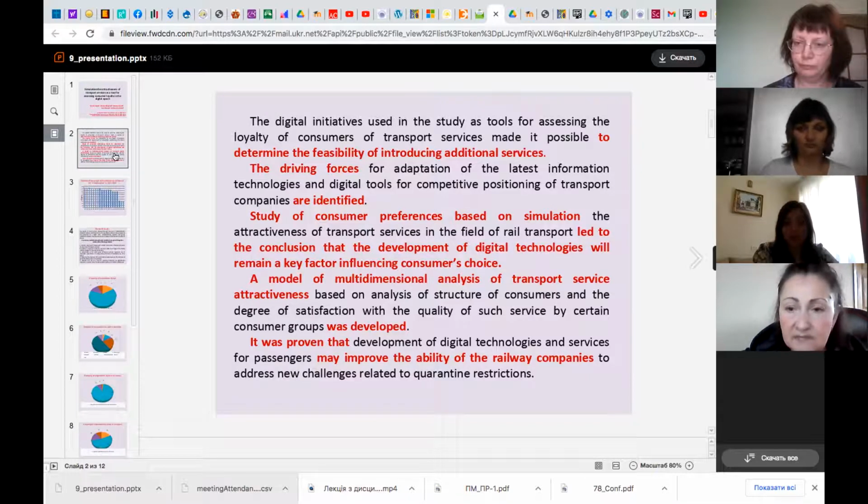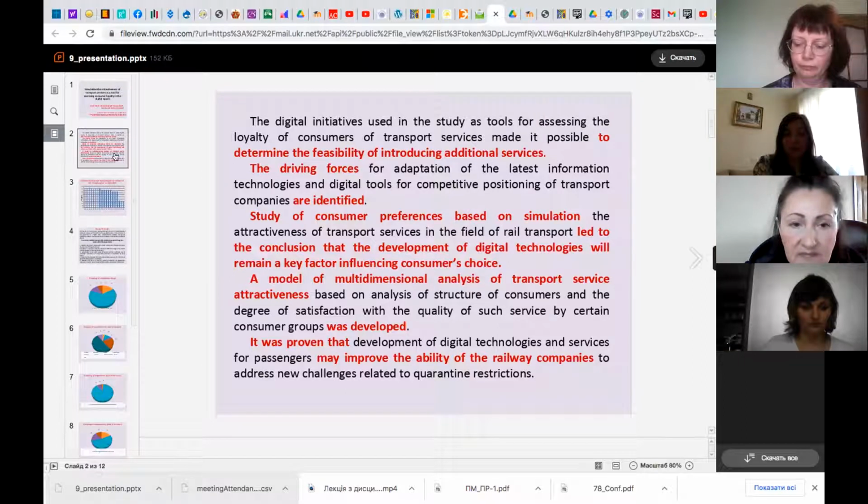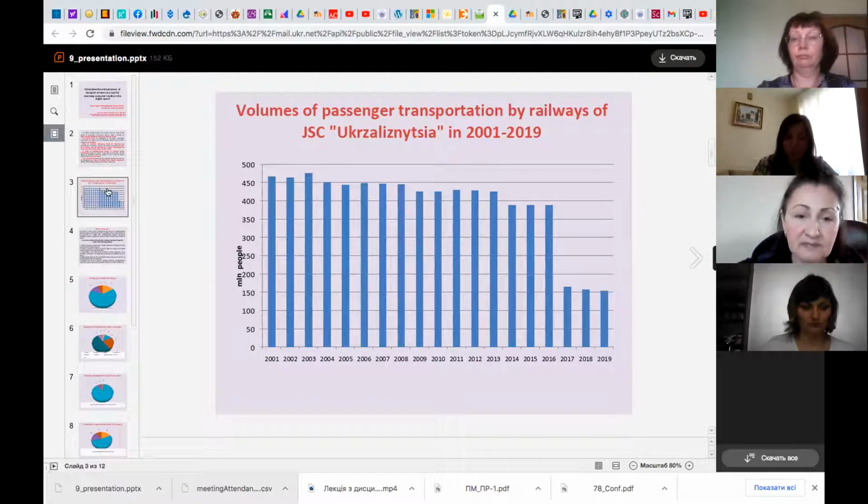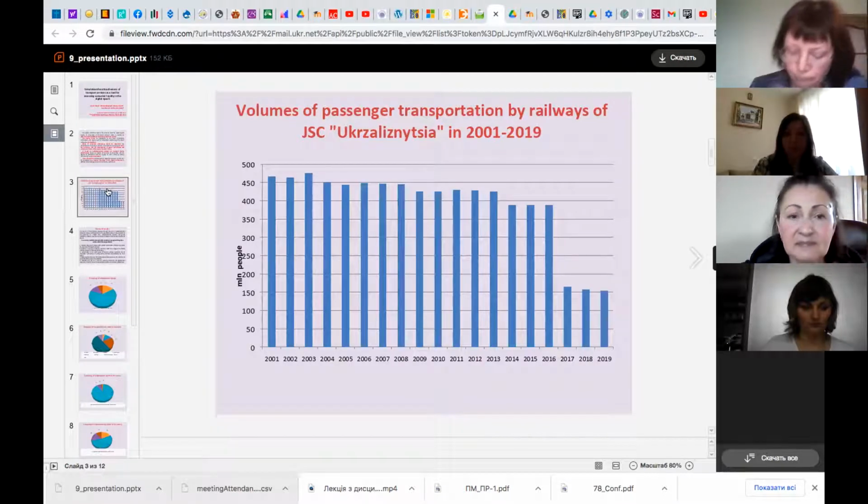So it was proven that development of digital technologies and services for passengers may improve the ability of railway companies to address new challenges related to the quarantine restrictions. So you can see on the next slide the volumes of passenger transportation by railways of joint stock company Ukrzaliznytsia. It's the main business entity in the market of passenger rail transportation in Ukraine.